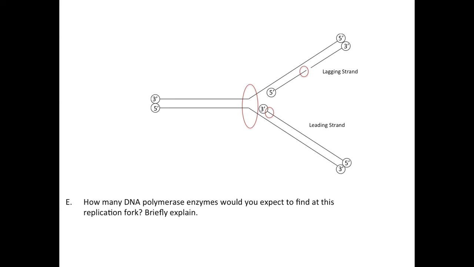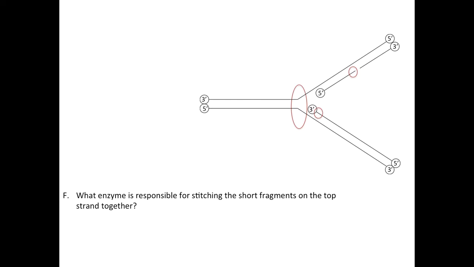How many DNA polymerase enzymes would you expect to find at the replication fork? You would expect 2 DNA polymerases, one on the leading strand and one on the lagging strand. What enzyme is responsible for stitching the short fragments on the top strand together? DNA ligase joins the Okazaki fragment to the growing strand.